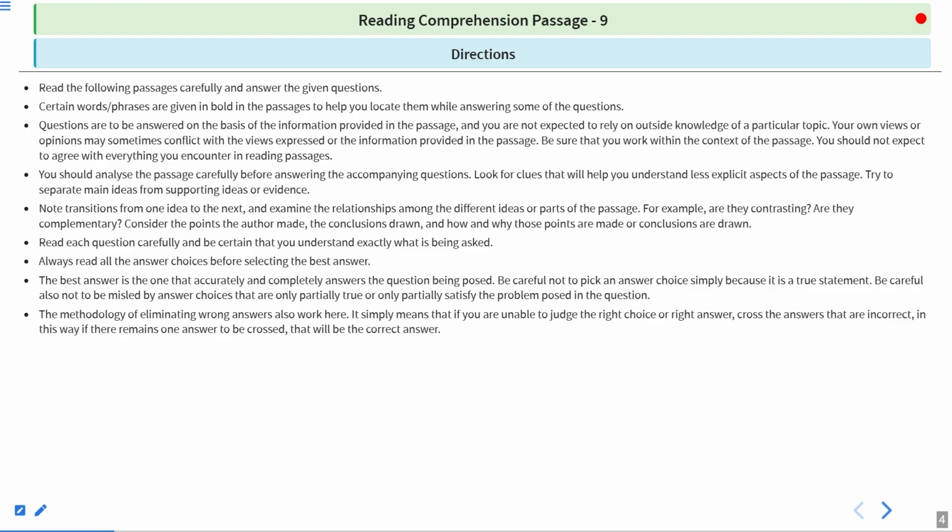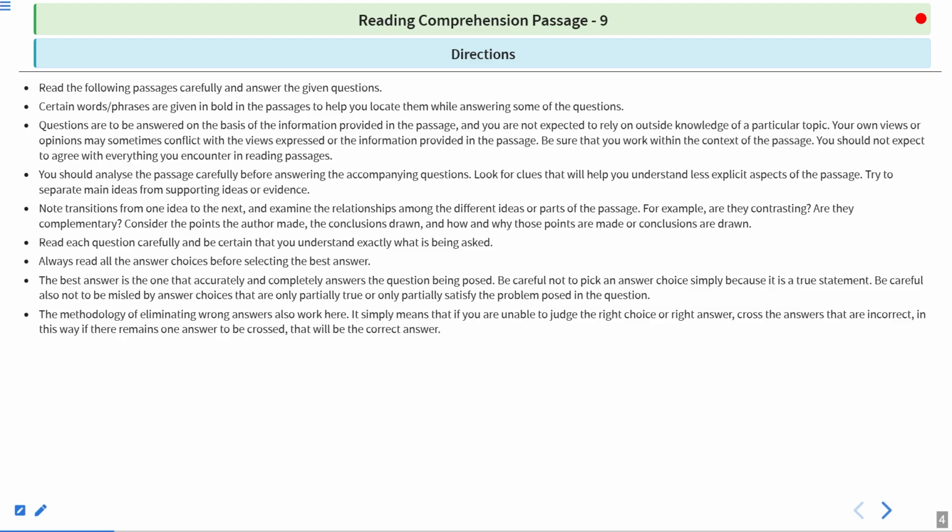You should not expect to agree with everything you encounter in reading passages. You should analyze the passage carefully before answering the accompanying questions. Look for clues that will help you understand less explicit aspects of the passage. Try to separate main ideas from supporting ideas or evidence. Note transitions from one idea to the next and examine the relationships among the different ideas or parts of the passage. For example, are they contrasting? Are they complementary? Consider the points the author made, the conclusion drawn, and how and why those points are made or conclusions are drawn.